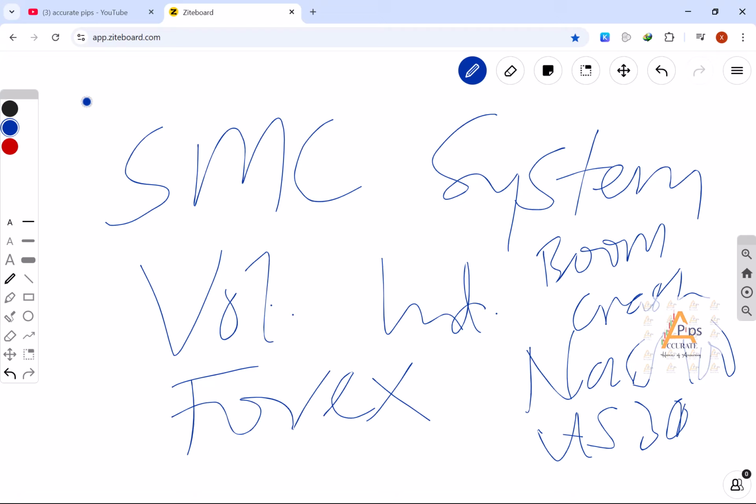All right. Now, without talking much, let's go to my MT5 desktop and have a look at how the entire system plays out. Okay, how the system works.